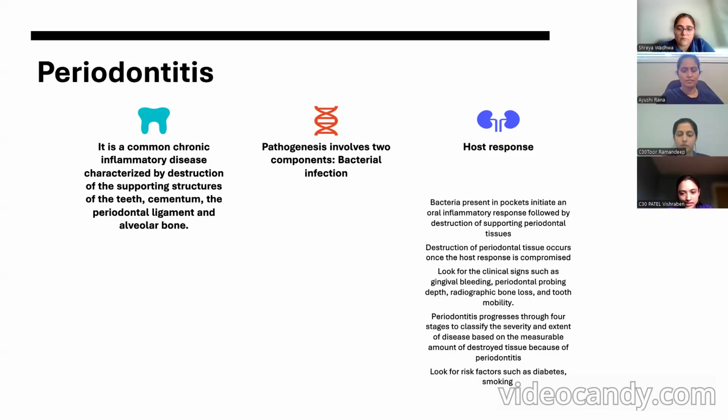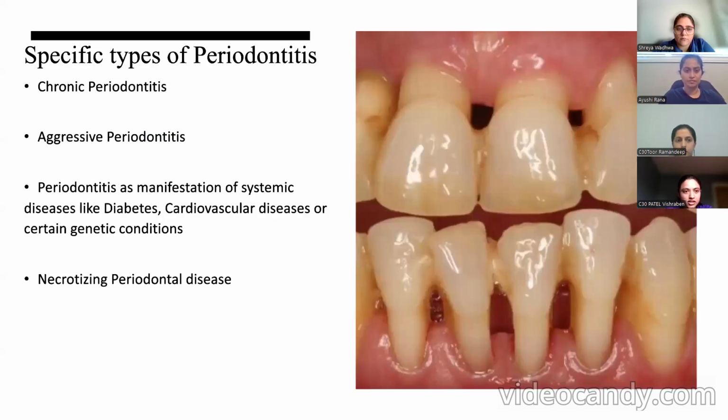Look for clinical signs such as gingival bleeding, periodontal probing depth, radiographic bone loss, and tooth mobility. It progresses through 4 stages to classify the severity and extent of disease based on the measurable amount of destroyed tissue because of periodontitis. Look for risk factors such as diabetes and smoking. Specific types of periodontitis are chronic periodontitis, aggressive periodontitis, periodontitis as a manifestation of systemic disease like diabetes, cardiovascular disease, or certain genetic conditions, and necrotizing periodontal disease.